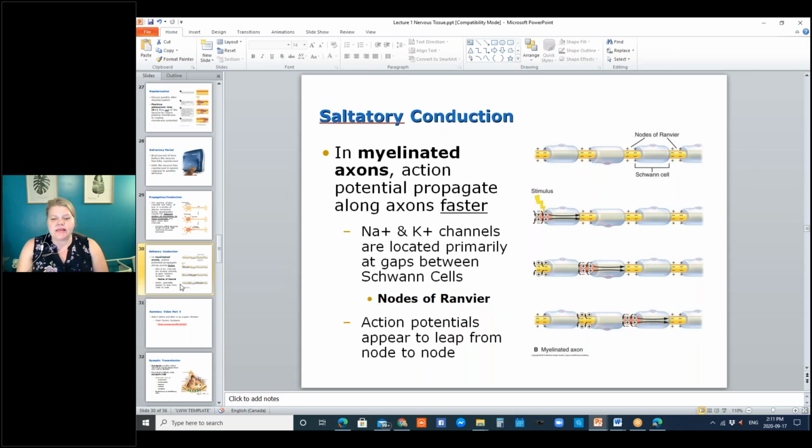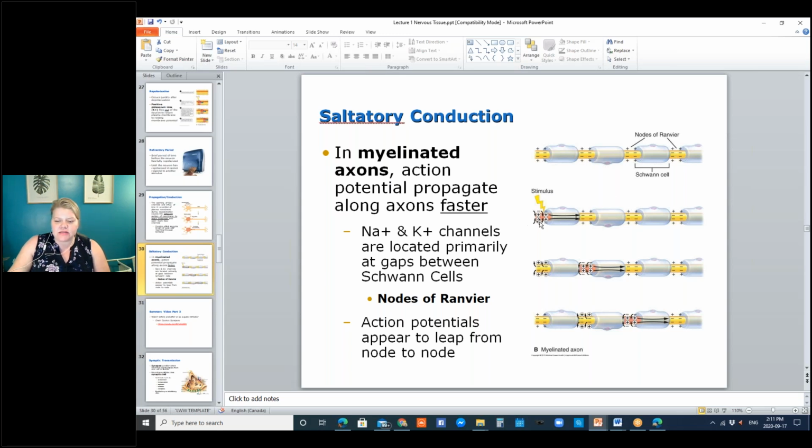Saltatory conduction is a name for how myelinated axons potentiate the action potential along the axon. It's a much faster process because remember, in myelinated axons, the Schwann cells create these myelin sheaths that cover segments of the axon. And then you're left with these little bare segments called the nodes of Ranvier, which are gaps between those Schwann cells, and potassium and sodium channels are located in these regions.